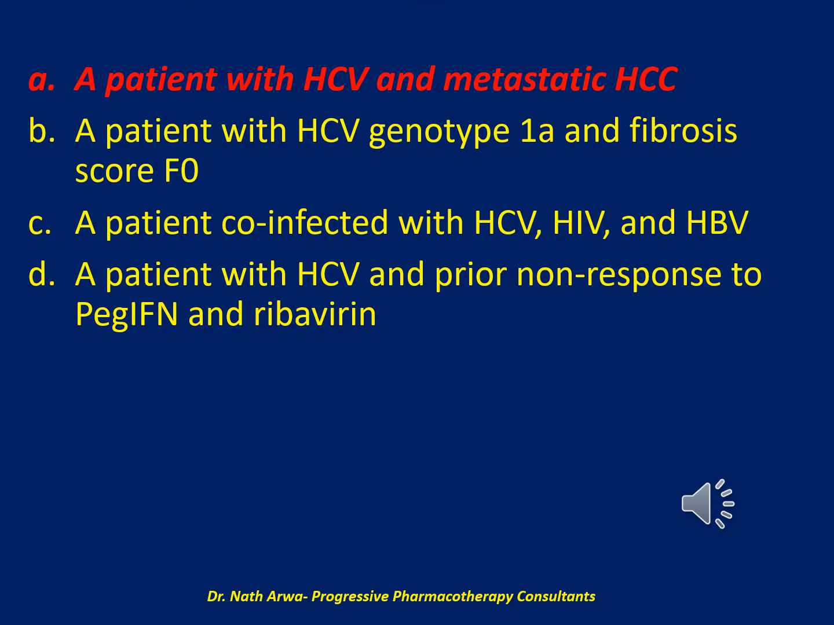And the correct answer is A. a patient with HCV and metastatic HCC. Option A is the best response. Due to a short life expectancy, the initiation of HCV treatment is not recommended. Option D is incorrect because prior non-response does not preclude a patient receiving HCV treatment. Levels of SVR are high and retreatment should be encouraged.